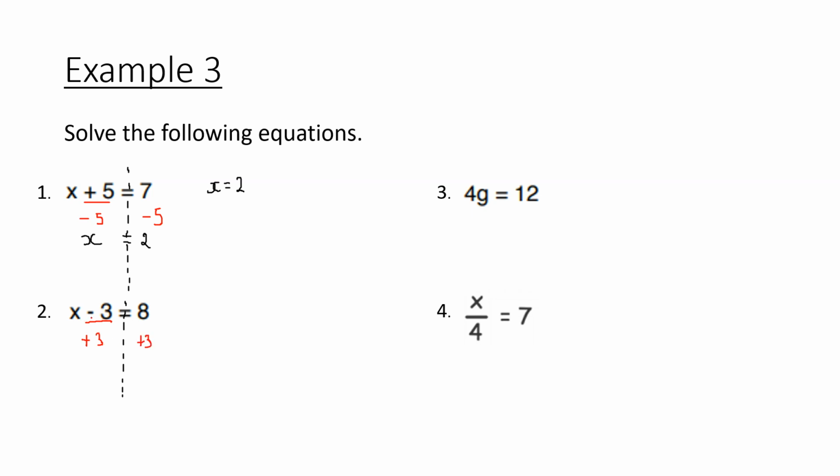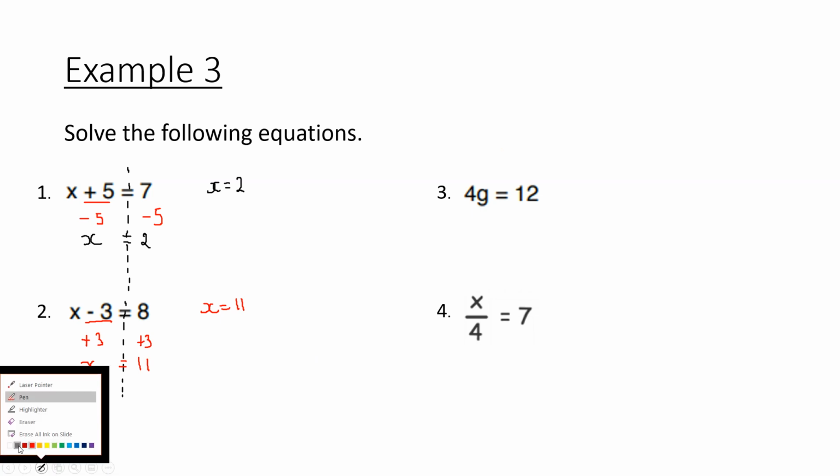So x minus 3 plus 3 gets rid of that 3, it eliminates it, so we're left with x on its own. And then on this side, 8 plus 3 gives us an answer of 11. Therefore, x is equal to 11. Right, let's have a look at this one. 4g is equal to 12.